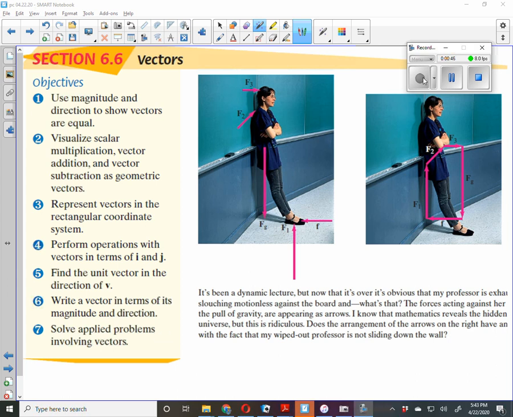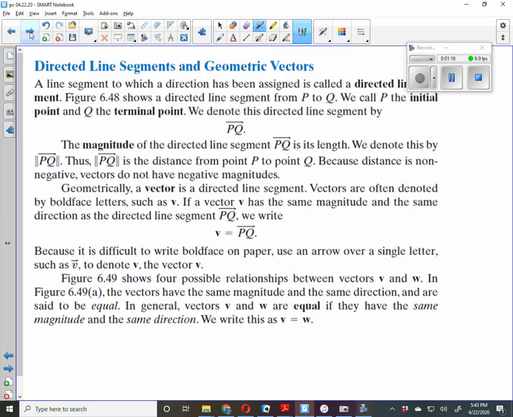You've got gravity. You've got somebody leaning back against the wall. You've got their actual weight pushing down, right? The vector of leaning forward, or sliding forward possibly. When you put all those vectors together, over here you can see that there's some sort of balance. That's the idea. We're looking at how these vectors work on each other.